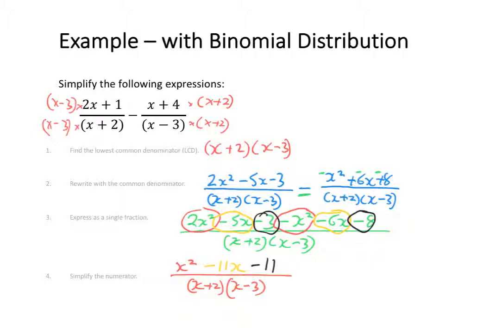So the simplified version of 2x plus 1 over x plus 2, subtract x plus 4 over x minus 3 is equal to x squared minus 11x minus 11 over x plus 2, x minus 3. So this example is a little bit more involved because it involves binomial distribution, but by following the 4 steps, you will be able to complete the simplification and arrive at the correct answer.